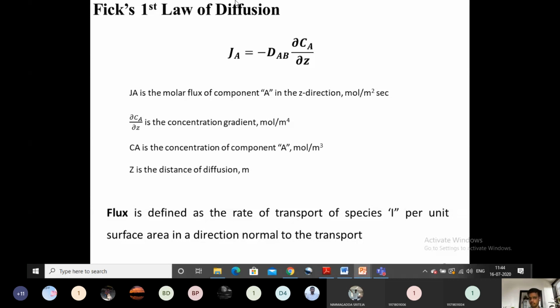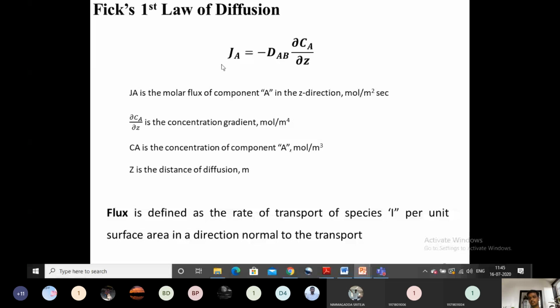Here the flux can be defined as molar flux or mass flux. Generally we will take molar flux. When we define this with concentration C_A, we get the units of molar flux. When in place of C_A we use rho_A, the mass concentration, then the flux units will be mass flux. So flux is directly proportional to the concentration gradient, in which the proportionality constant is D_AB. This is Fick's first law of diffusion.